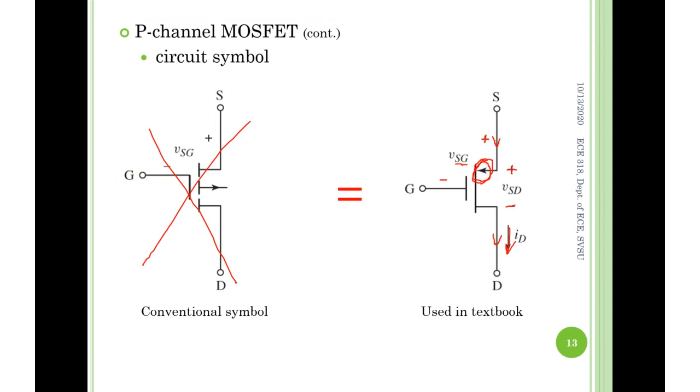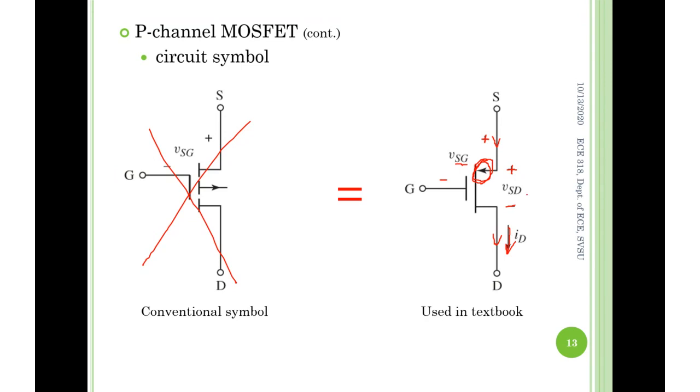The arrow is an indicator of what? Be aware of this, okay? For both N-channel and P-channel, the arrow in the circuit symbol is an indication of the current direction. This arrow is going into the source, from the source to the gate, and then towards the drain. This makes perfect sense. Once again, the arrow in the circuit symbol for both N-channel and P-channel is indicating the current direction. That's why they're opposite to each other, right? N-channel and P-channel, because the current direction is opposite.